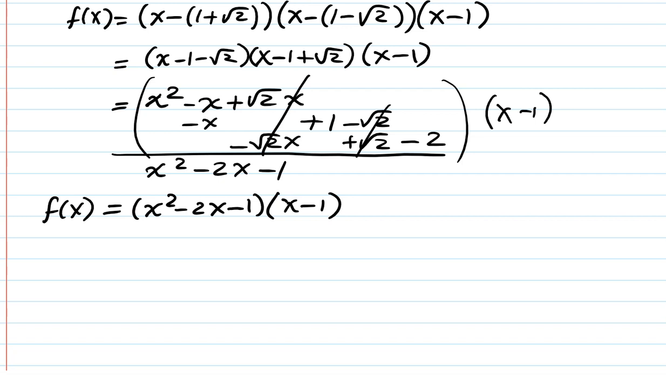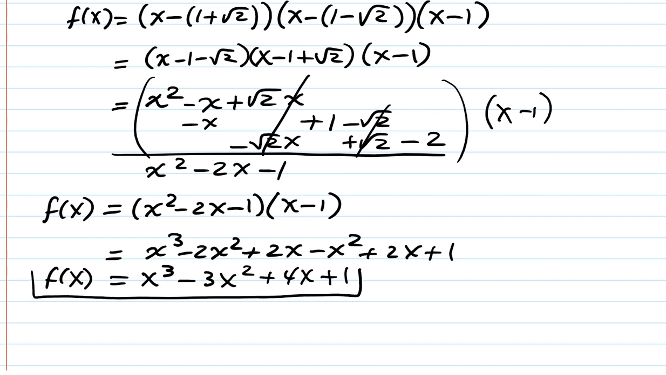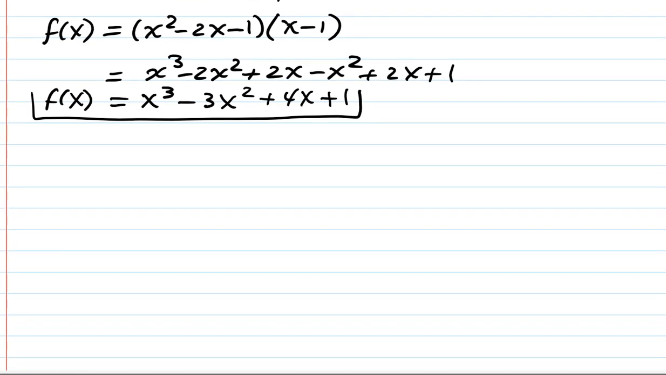Then we can distribute and combine like terms. That will be x cubed negative 2x squared positive 2x. I'm distributing from the right. Then negative 1 times x squared is negative x squared plus 2x plus 1. Combine like terms: x cubed negative 3x squared plus 4x plus 1. That would be the polynomial we're looking for, having those zeros as intended.